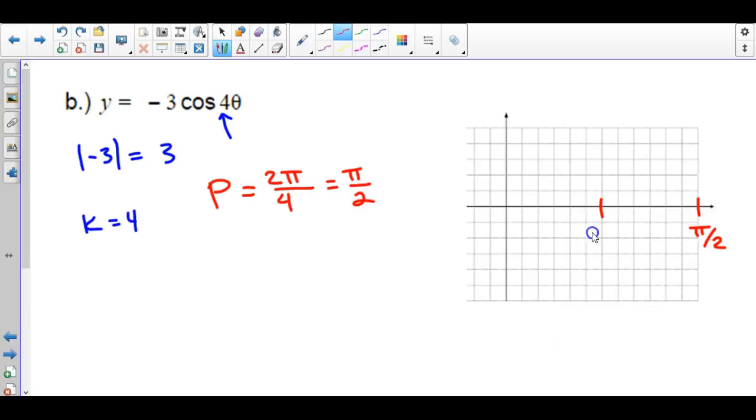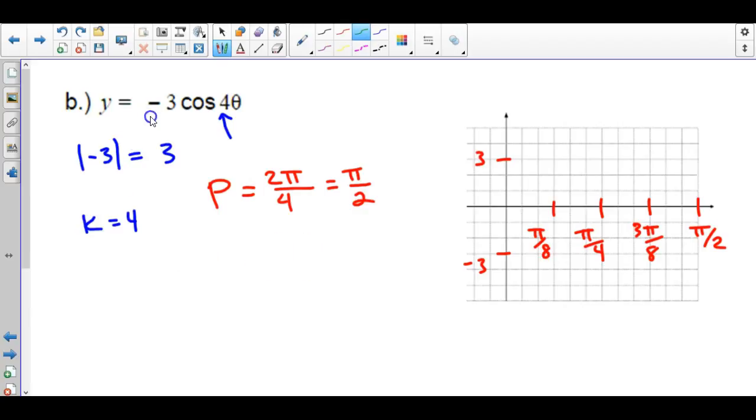So I'm going to split that in half. Half of pi over 2 is going to be pi over 4, and half of that is going to be pi over 8. So again, to figure out this last value, you say, okay, this is 1 pi over 8, this is 2 pi over 8, so this is going to be 3 pi over 8. So this one is going to be a cosine graph, and it's going to go all the way up to 3 and all the way down to negative 3.